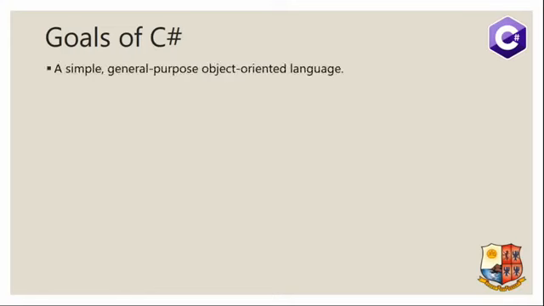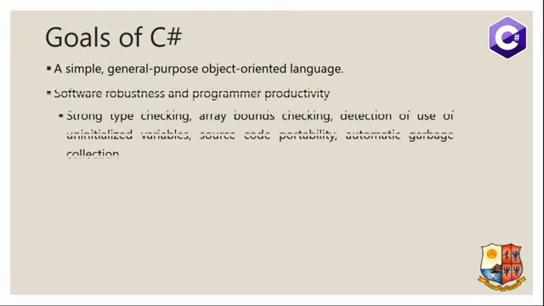So the first goal was to create a simple general purpose object oriented language. Please remember that when C sharp was released, Java was already in place, and it was already a famous language. So they just wanted to give out a simple general purpose object oriented programming language, and they wanted to keep the robustness of your software as well as the productivity of the programmer.